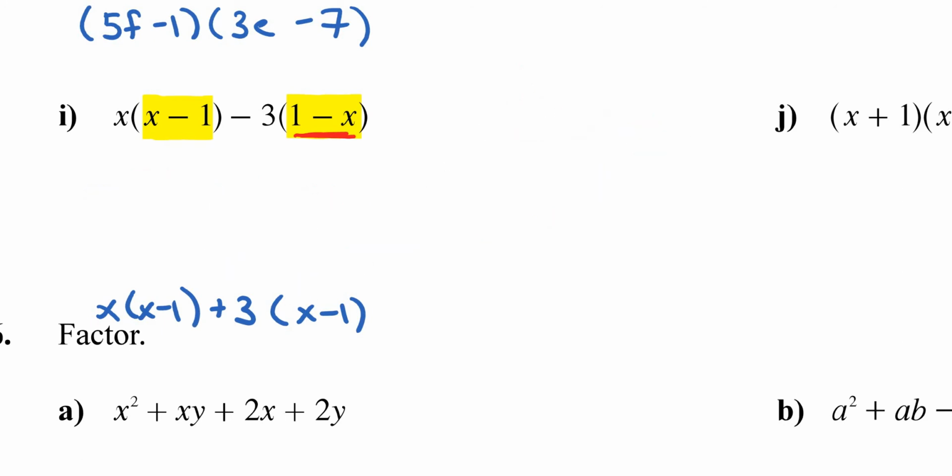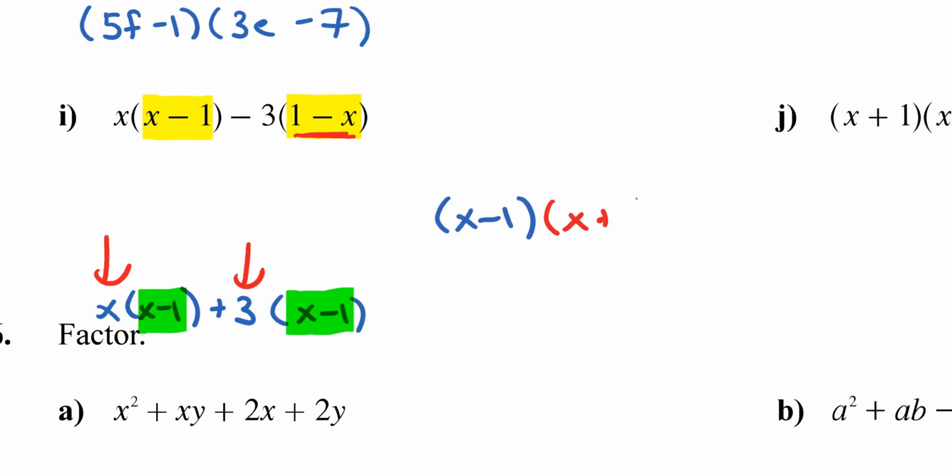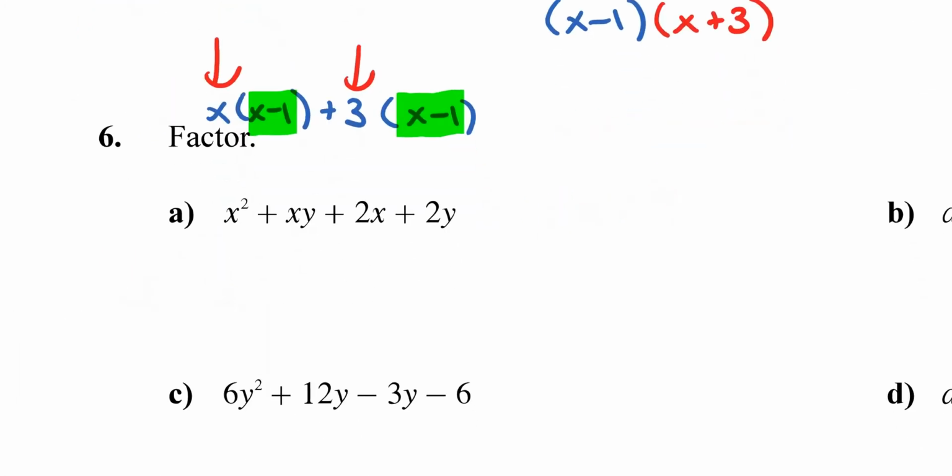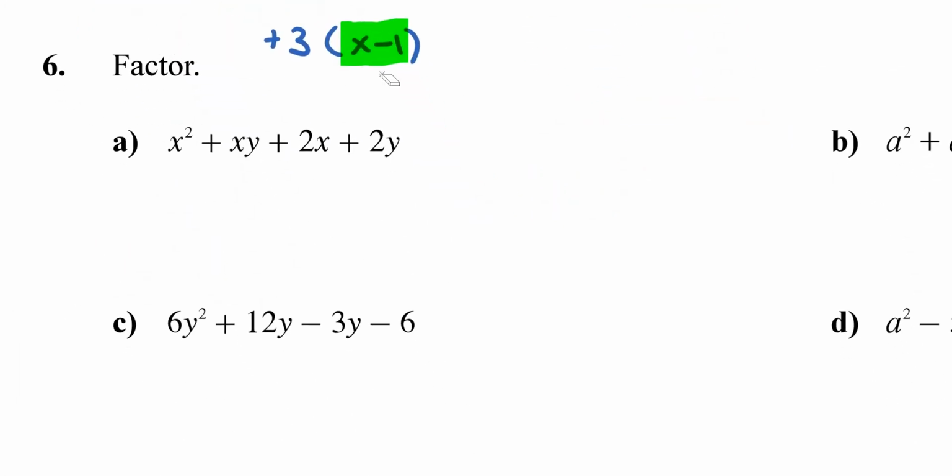And now you can see, after doing all that work, these two terms are the same, and now you can factor that out as x minus 1, and then this x and that plus 3 remains, so I have an x plus 3. All right, so if you weren't so comfortable with that, don't worry, we will practice a few more of those in class. Okay, let's move on to question number 6 now.